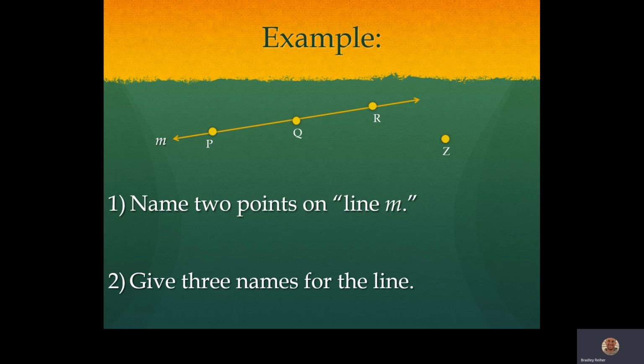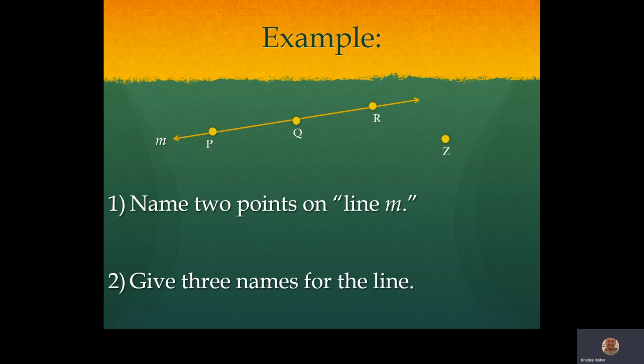So even though there's 3 points that are named on it, there's actually points that live in between point P and point Q. There's points that live in between point Q and point R, and the rest of the way down the line. So these arrowheads, they indicate that the line goes on forever in that direction. That's why there's infinitely many points.